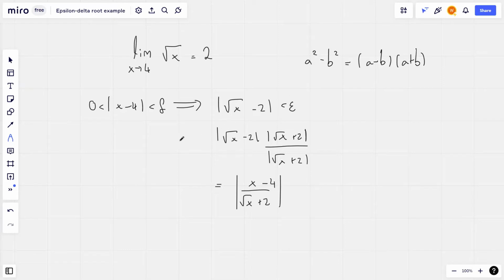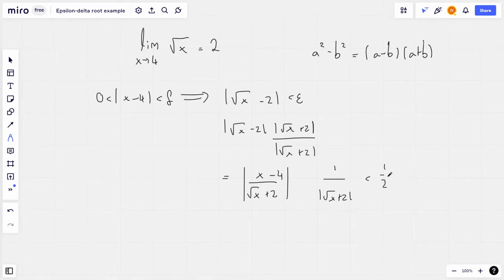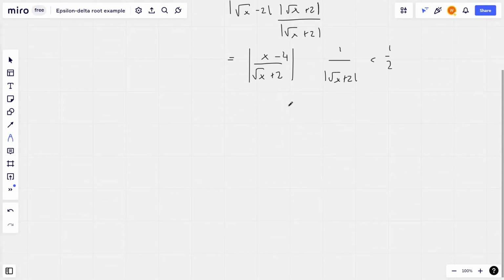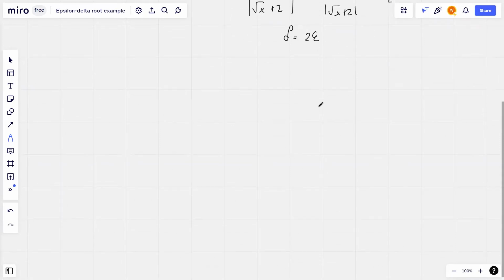Okay, so now we see, nice, we've got this x minus 4 that we wanted. However, we've still got this root x plus 2. But our x is positive, so we know that we're adding some positive value to this 2. So we know that 1 over root x plus 2 has to be smaller than a half. So that concludes our scratch work, and so we will set our delta equal to 2 epsilon. Okay, so now here comes the proof.